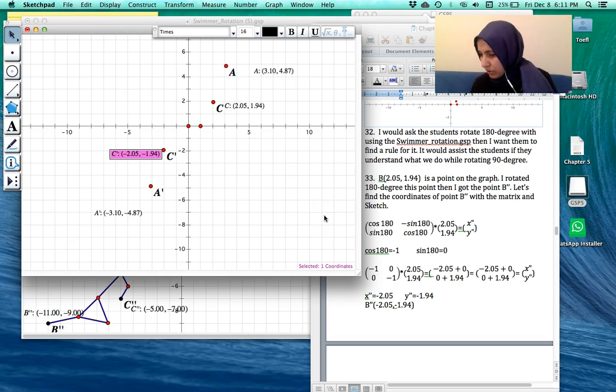Let's go to another question. Question 34. Show how the matrix you created in question 33 can be used to find the coordinates of the image of a point A, which has coordinates (-1, 4), under a rotation about the origin through an angle of 45 degrees.